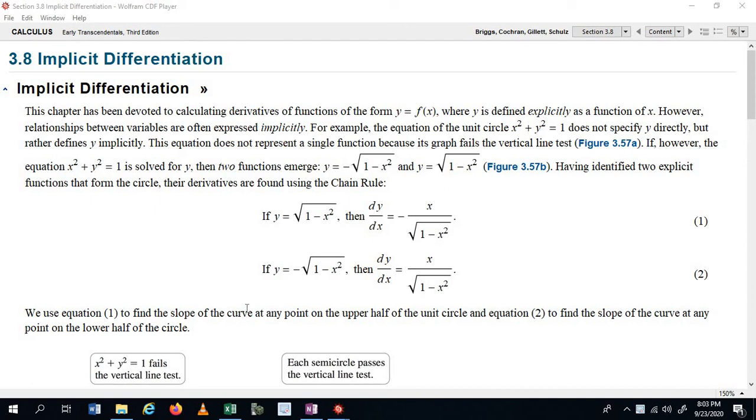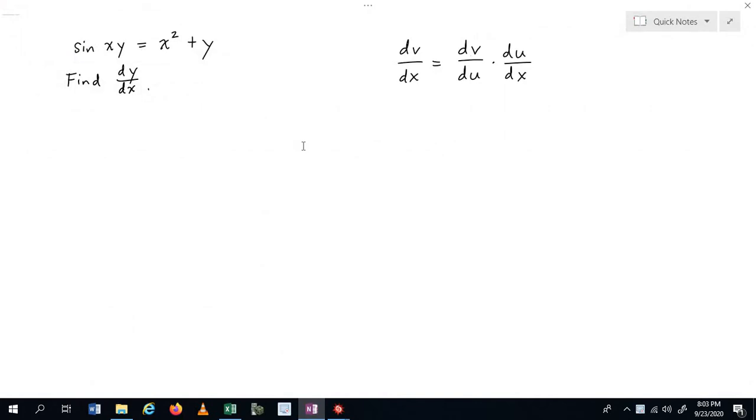Hello again. In this video, I'm going to go over an example from section 3.8 where we find dy/dx using implicit differentiation. The example I want to look at is sine of xy is equal to x squared plus y, and we want to find dy/dx.